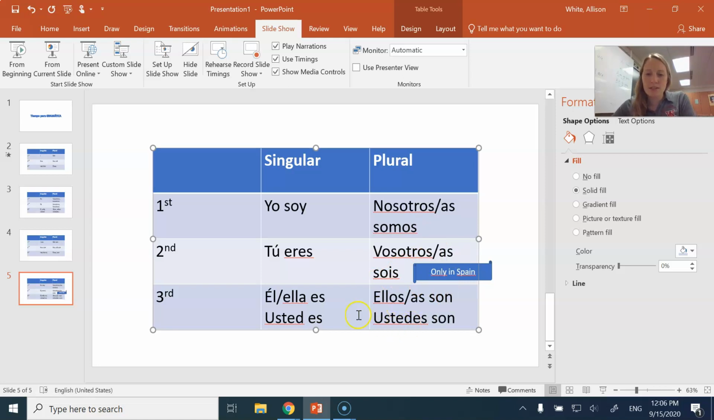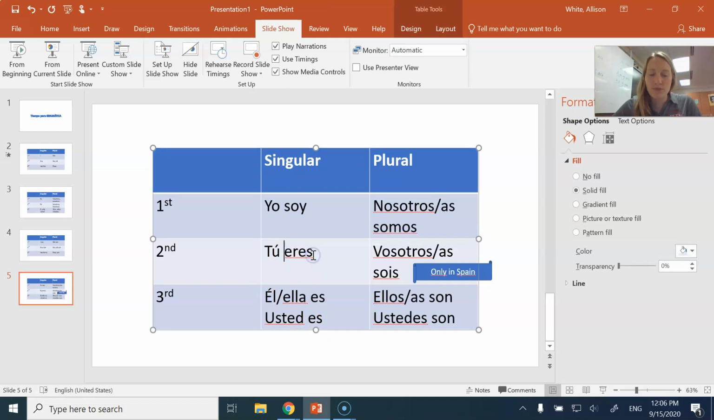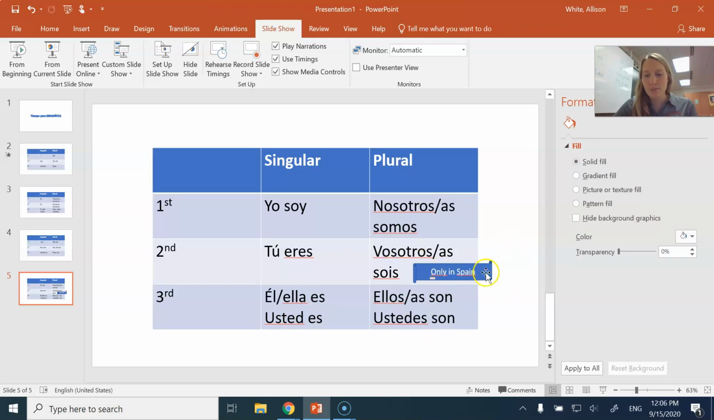So remember, this is your plural, your formal you. So if you're saying to someone, for example, where are you from? You would say, ¿De dónde eres? if it's informal, and ¿De dónde es? or ¿De dónde es usted? if it's formal. Vosotros is only used in Spain. That's the informal you all.